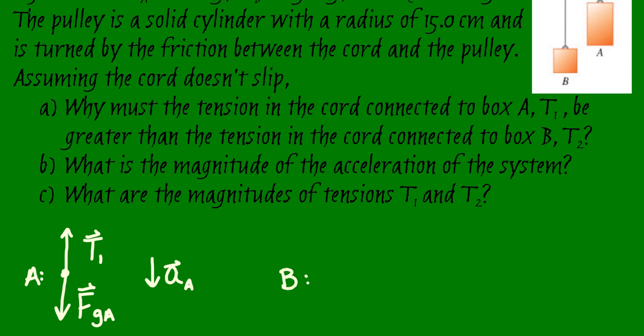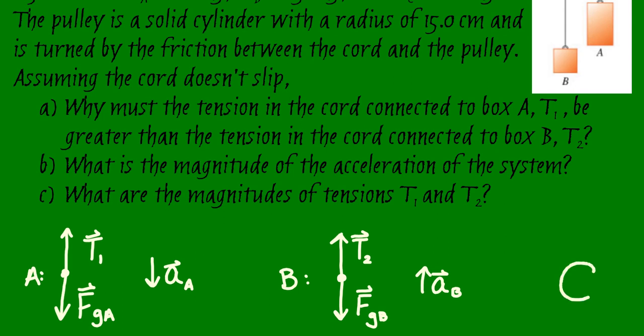For block B, it also has a tension upward, but this time it's T2. And we also have a force of gravity acting downward. This block's going to accelerate upward. I know the direction of these accelerations just by thinking about my problem, realizing that block A is more massive, therefore will go downward while block B goes upward.